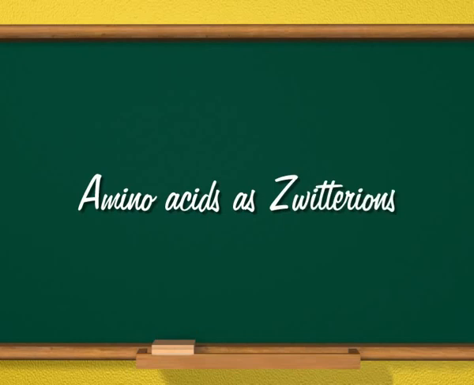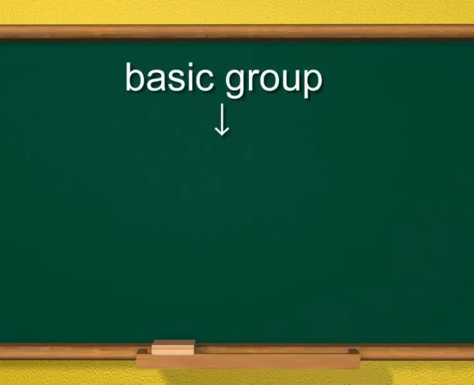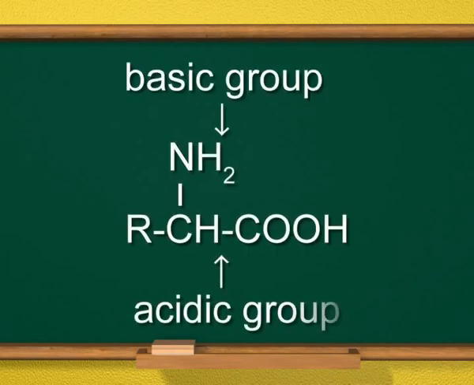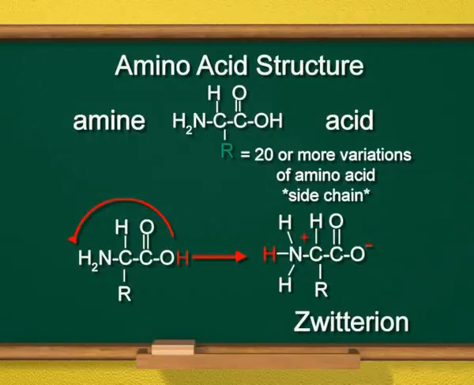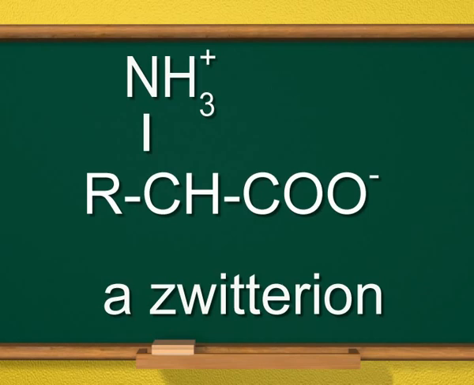Amino acids are zwitter ions. An amino acid has both a basic amine group and an acidic carboxylic acid group. There is an internal transfer of a hydrogen ion from the COOH group to the NH2 group to leave an ion with both a negative charge and a positive charge. This is called a zwitter ion. This is the form that amino acids exist in even in the solid state. If you dissolve the amino acid in water, a simple solution also contains this ion.